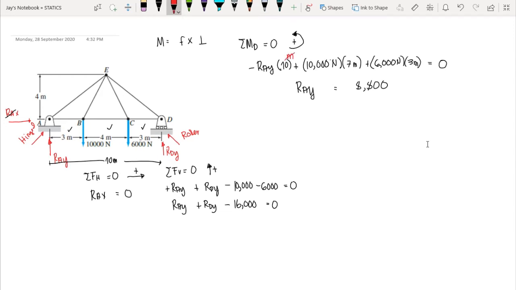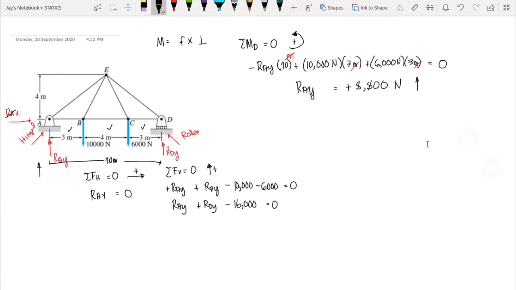So we can actually cancel out meters all throughout, and our remaining unit is Newton. RAY here is positive, so we get a positive value. Therefore, our assumption that RAY is upward is correct. So the direction of RAY is upward, since again, we have a positive value.